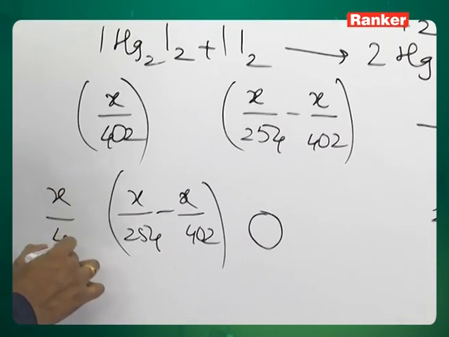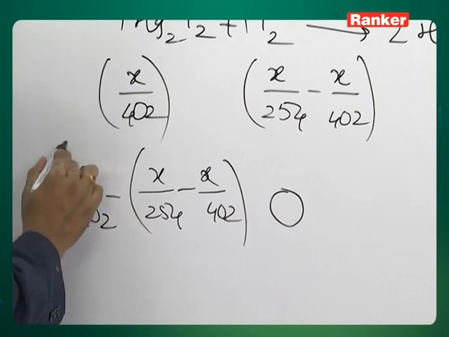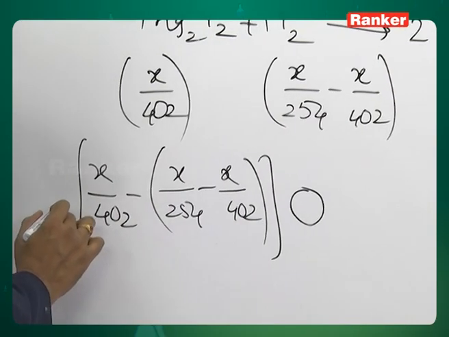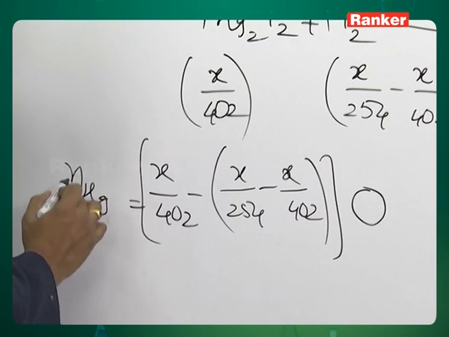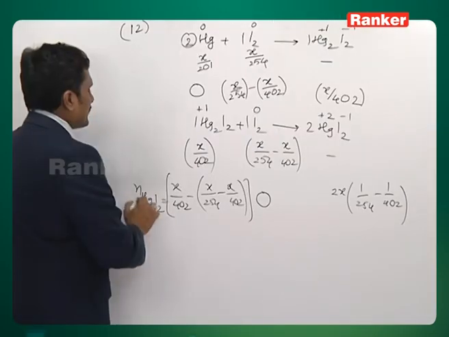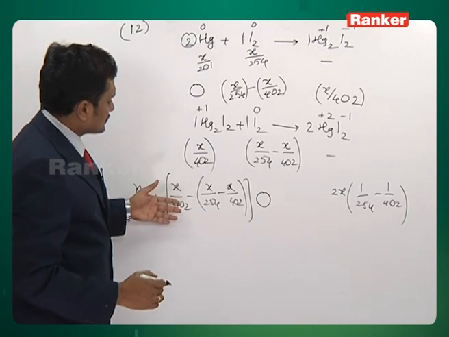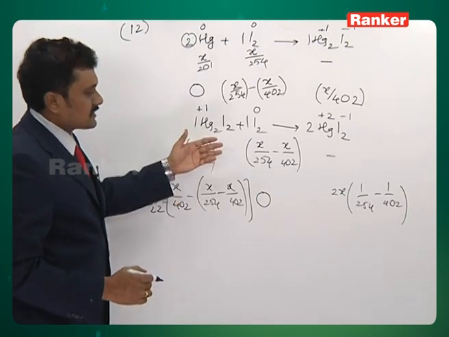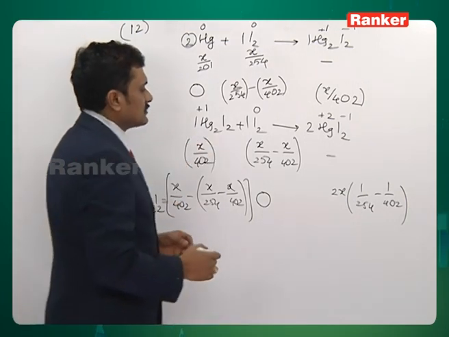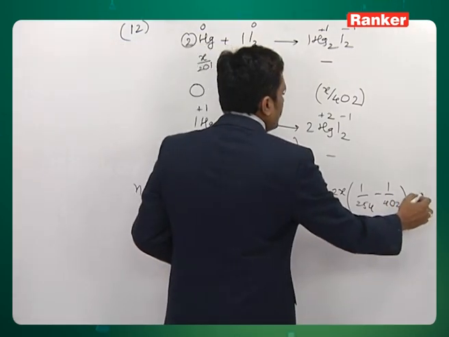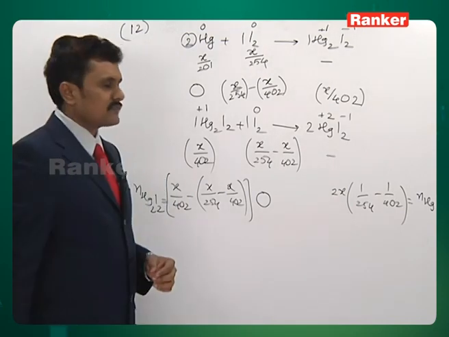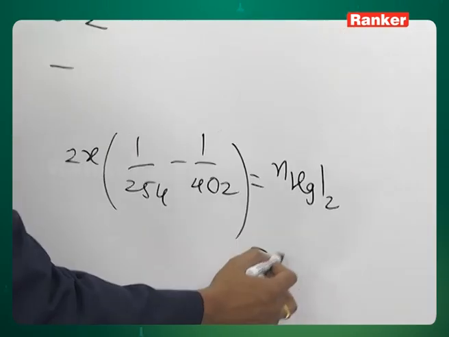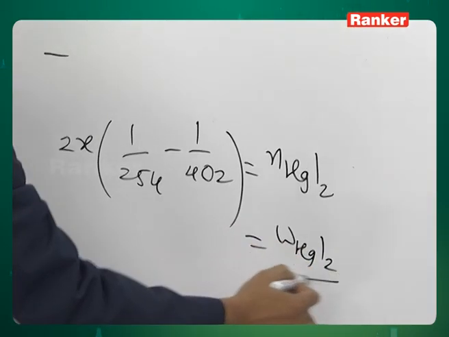So when I subtract the initial and reacted, I will get the remaining moles of mercurous iodide, I mean the number of moles that are finally remaining after the second reaction, and the number of moles of mercuric iodide that are finally formed after the second reaction. Now we all know that number of moles is equal to weight by molecular weight.